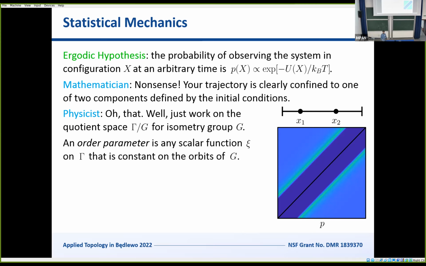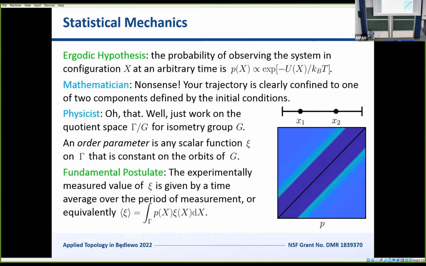The way we do that is we put on these scalar test functions. We're going to put a scalar function onto the space. It's known as an order parameter. The typical way that we talk about this is this little tornado sign. It's a scalar function defined on the space. It has the property that it is constant on the orbits of G, because physically indistinguishable configurations should have the same value for this order parameter.